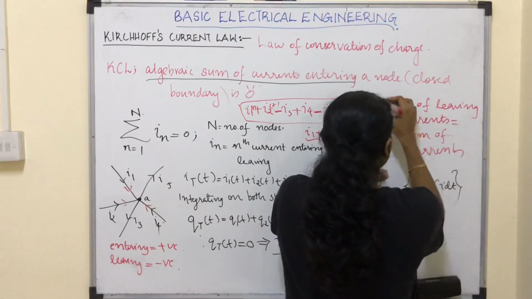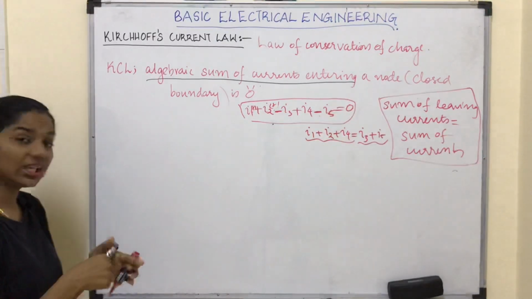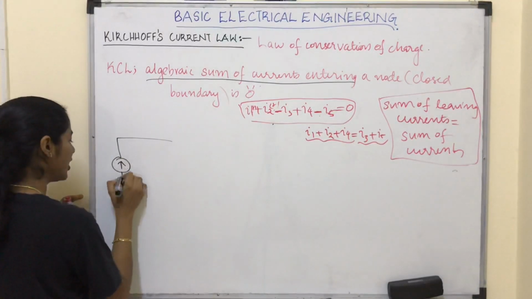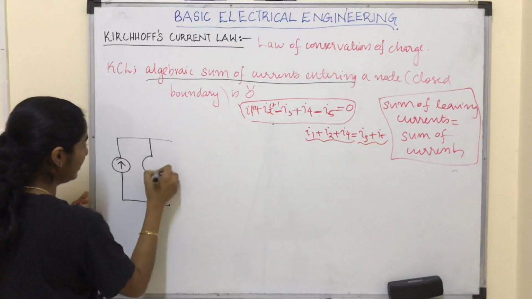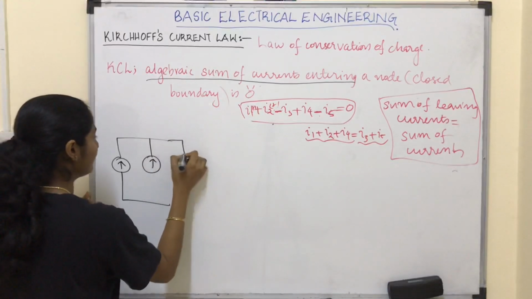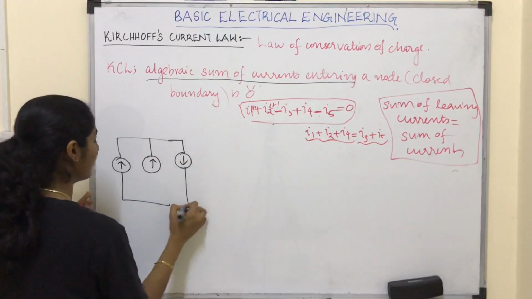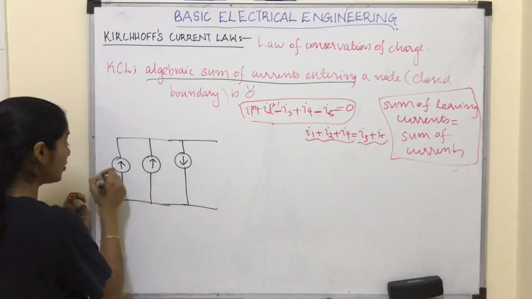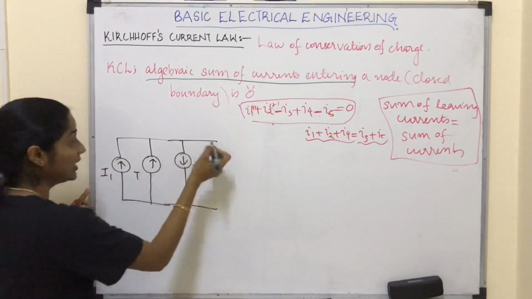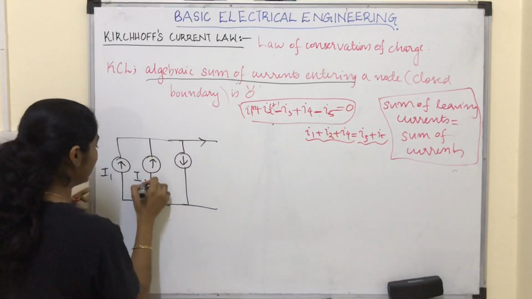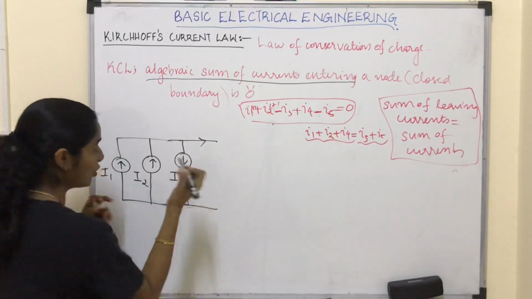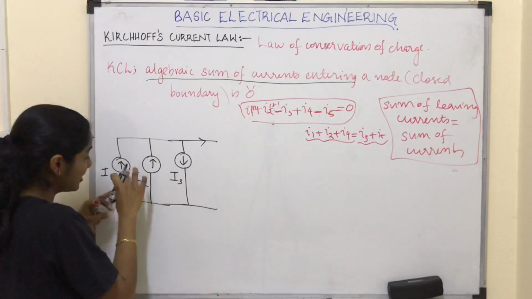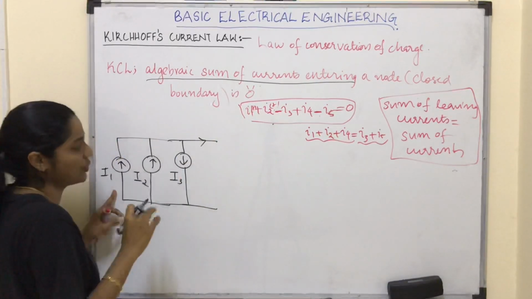Hope this part is clear to you. If we connect 3 current sources in parallel, if we connect 3 or any number of current sources in parallel, the net current is equal to the algebraic sum of the current passing through the individual current sources.